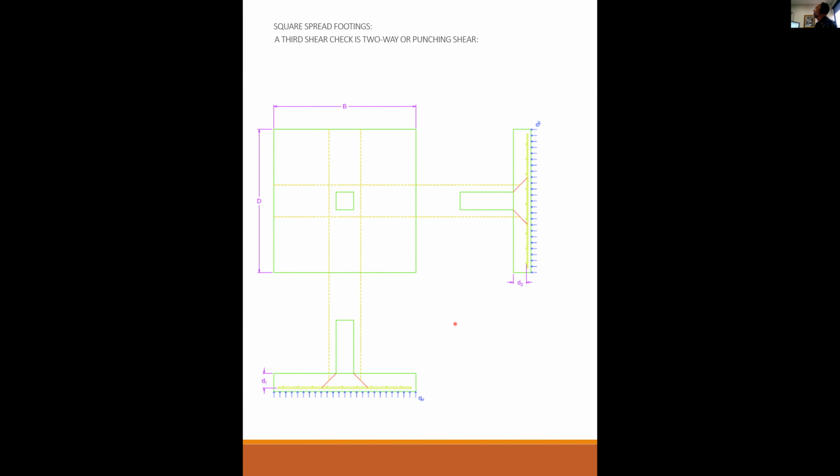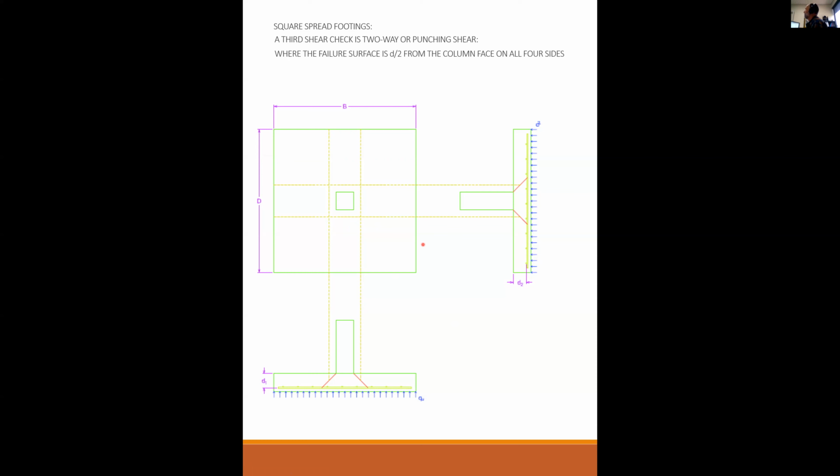Now we have a new failure mode that is unique to square or rectangular footings, and that is two-way or punching shear. And what happens with punching shear is the column will take a truncated cone of concrete and just blow right out the bottom of the footing. So it fails in shear along all 4 sides. That's why it's called punching shear.